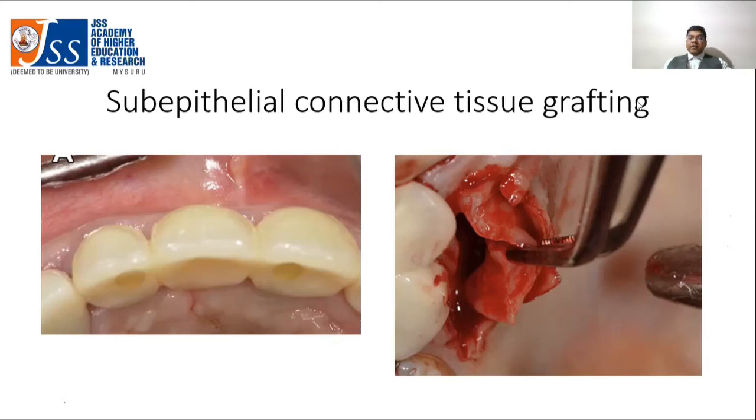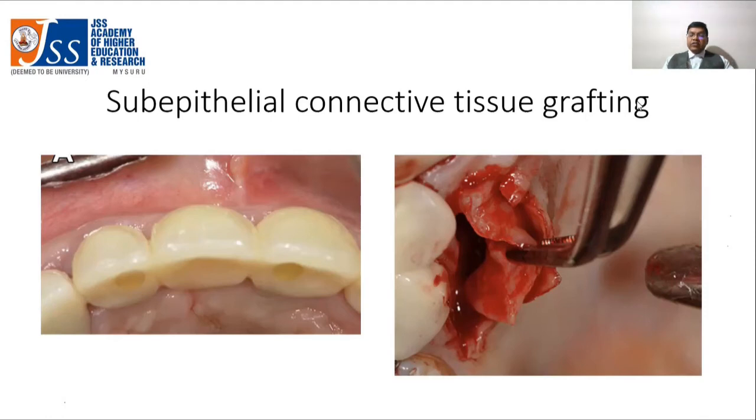Subepithelial connective tissue grafting. If there is adequate amount of keratinized tissue around the implants, but there is lack of the bulk of the soft tissue around the implant, it can be either vertical or horizontal. Then subepithelial connective tissue graft is the procedure of choice. This connective tissue can be partially covered or completely covered. It can be performed along with coronally advanced flap or tunnel and pouch technique, or even with the laterally displaced flap.